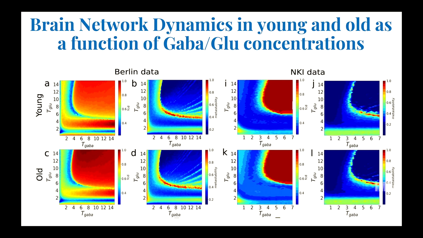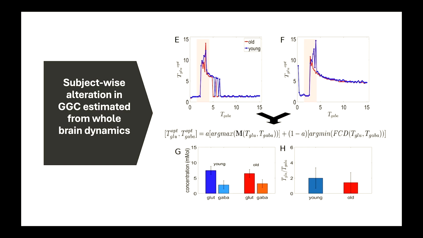So, we can keep on doing this for different values of the T GABA and the T glutamate parameters that you saw in the MDMF model, and find that for all the data sets used for this study, whether it is Berlin data or NKI Rockland data or CAMCAN data, some of these results are reproducible.